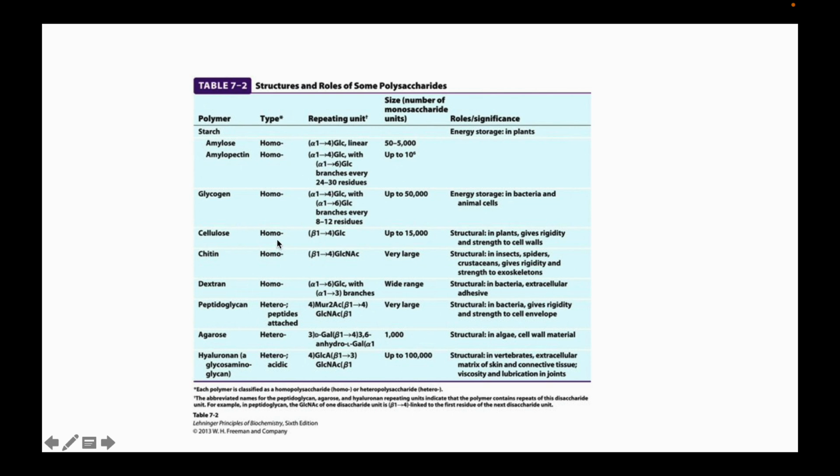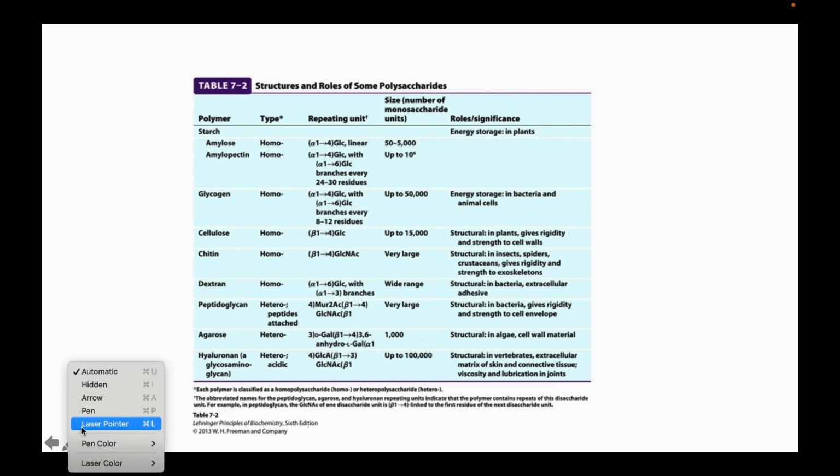Whereas cellulose is a homopolysaccharide with beta 1,4 linkages. It is unbranched, right? So there is no 1,6 branching. Also chitin is a homopolysaccharide. It has beta N-acetylglucosamine, right? It is found in insects, spiders, cockroaches. The exoskeleton of these insects is made up of chitin.